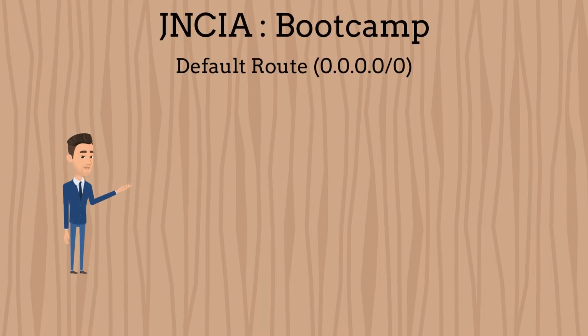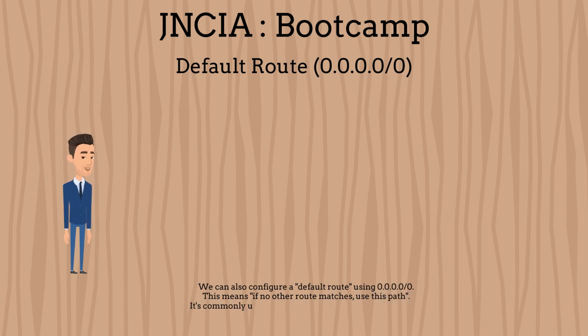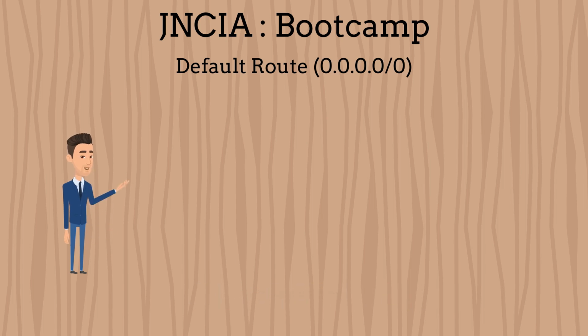Default route. We can also configure a default route using 0.0.0.0/0. Now what this means is if no other route matches, use this path. It's commonly used to send unknown traffic to the internet. Let's look at an example and how we configure this default route.